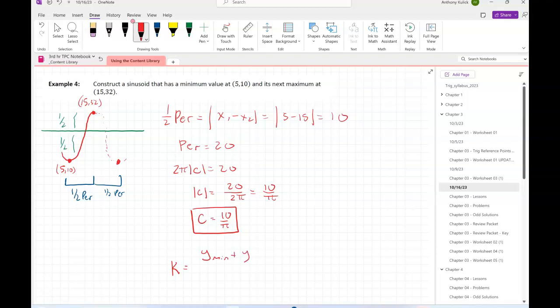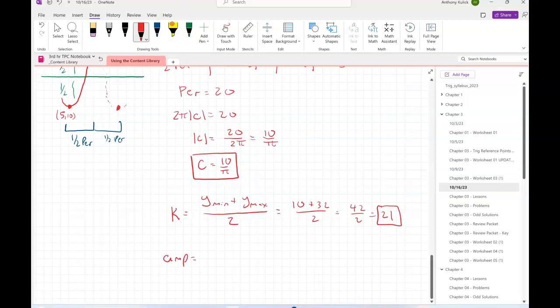Let's write it this way. So our k should be 21. Everybody okay there? Our amplitude should be half the distance between the two. So that should be subtraction then. So the A should be plus or minus 11.